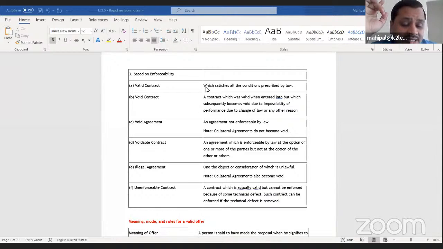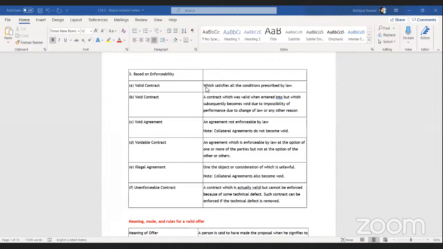Void agreements, again there is a small difference between void contract and void agreements. An agreement not enforceable by law is called a void agreement. Collateral to void are always void. My dear friend, again, what is a collateral? Which does not form a main part of the contract, but it is a side-by-side contract.